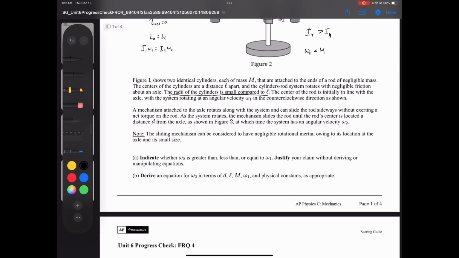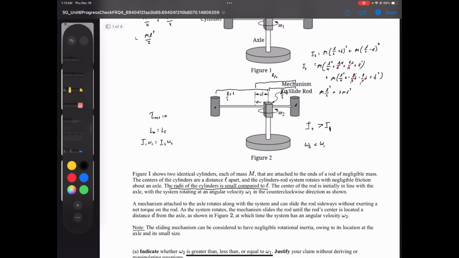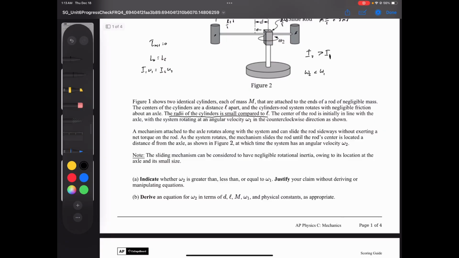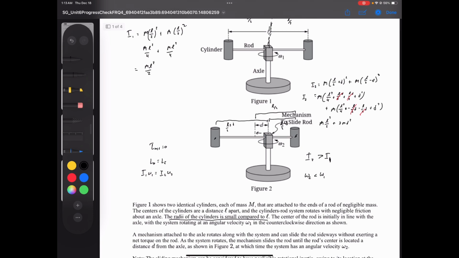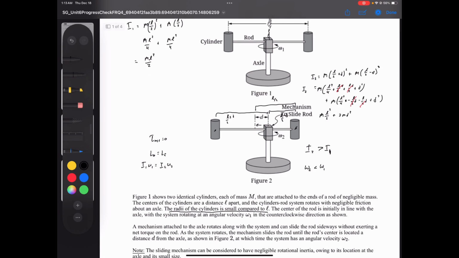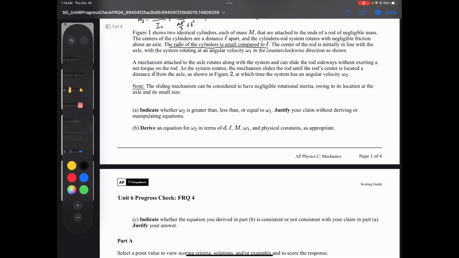And this relates to part B. For part B, we need to figure out what omega 2 is, so now we have to solve for omega 2. I have I2 omega 2 equals I1 omega 1. So omega 2 is equal to I1 omega 1 divided by I2. That's going to be ml squared over 2 divided by ml squared over 2 plus d squared, and all of that times omega 1. And that's going to be our expression.